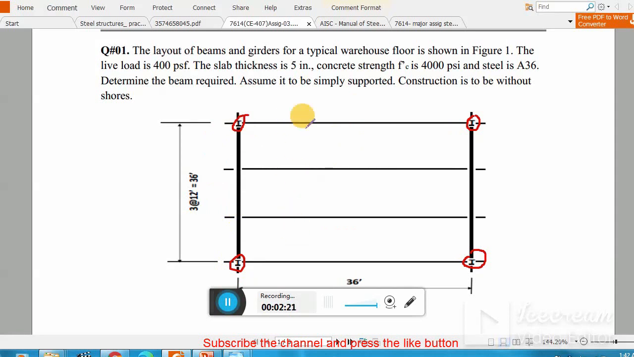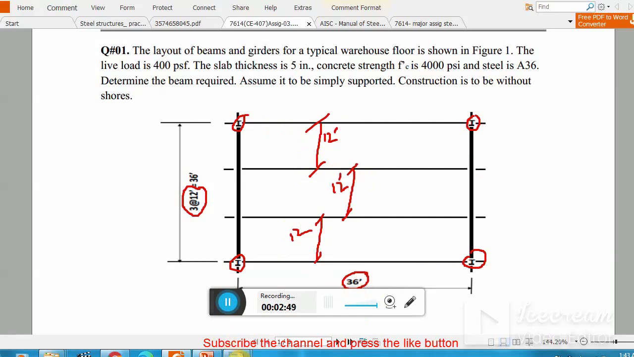The beams are spaced at a distance of 12 feet center to center. You see here, this distance between the beams is 12 feet. Clear? Center to center distance is 12 feet. You must remember this. This one is also 12 feet. Now the length of the beam is 36 feet.